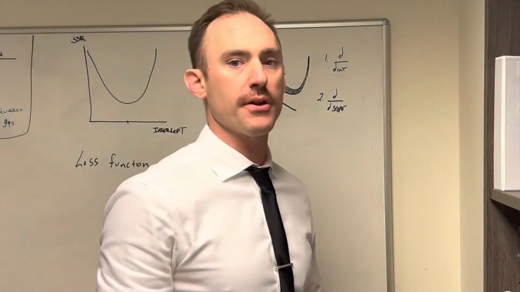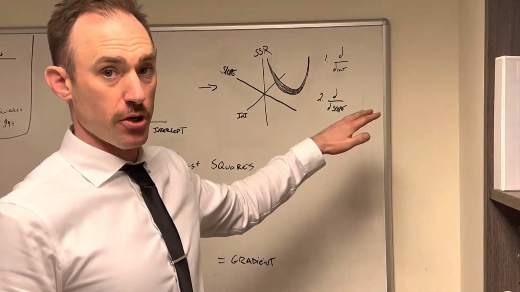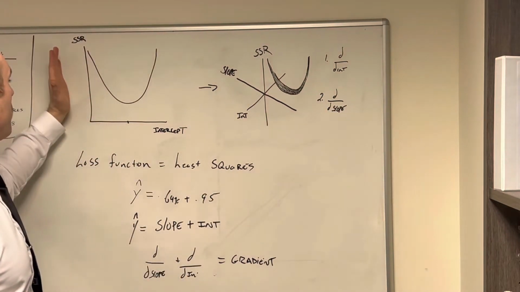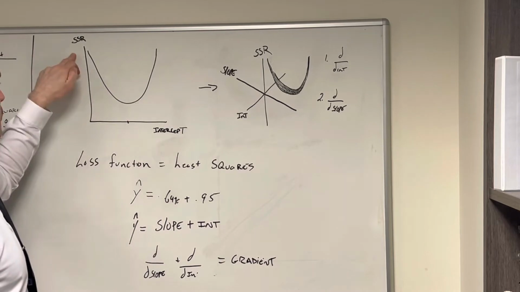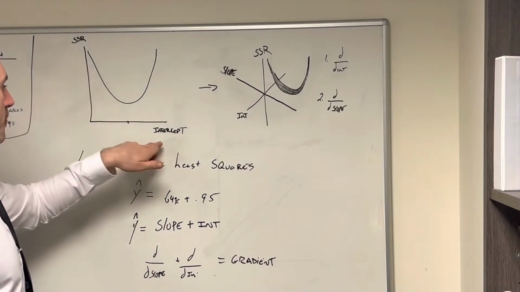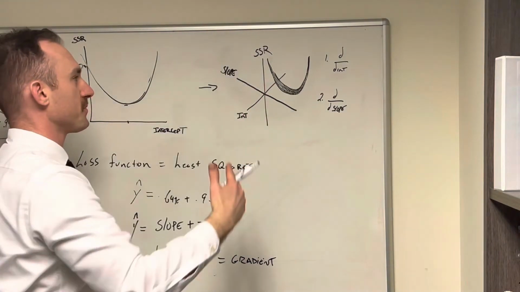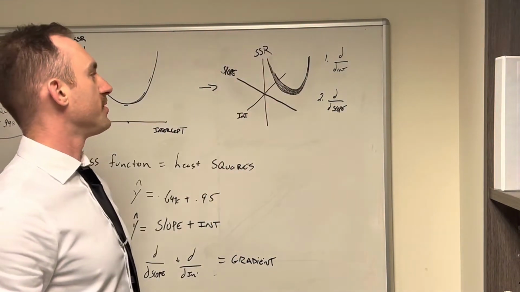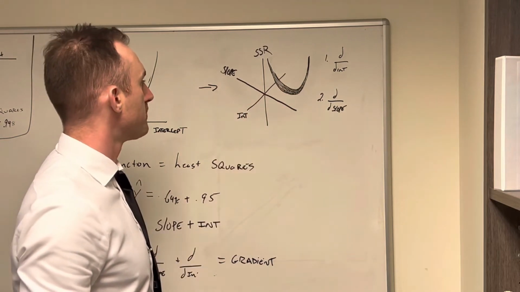All right, before I do the derivatives of the intercept and the derivatives of the slope. When we just had one variable, we were in two-dimensional space, right? We had the sum of squared residuals, and we were taking the derivative with respect to the intercept. In three-dimensional space, we have our sum of squared residuals, our slope on one axis, and our intercept on another.